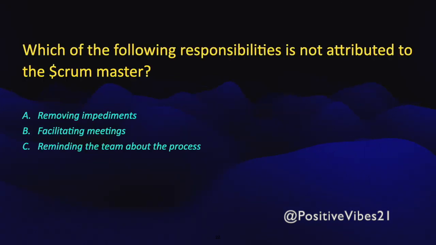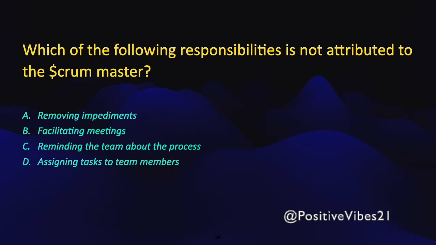Okay, so the next question is, which of the following responsibilities is not attributed to the Scrum Master? So of course there are certain responsibilities which Scrum Master has, right? So out of these four options, which one is not attributed to Scrum Master? First one is removing impediments. This is definitely one of those. Facilitating meetings. This is also there. Reminding the team about the process. Okay, assigning the task to team members.